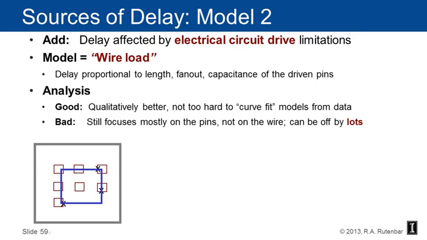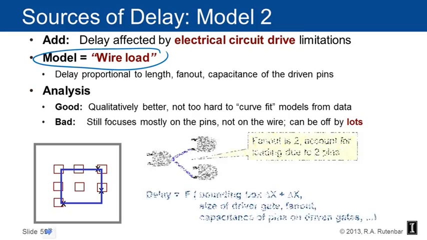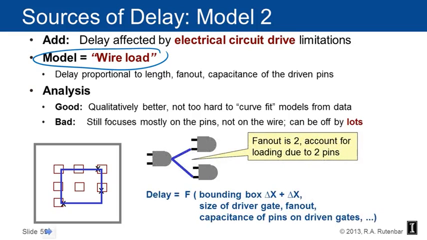So that says, look, what's really happening is not just the length, but the electrical loading on the wire. So the delay is proportional to the length of the wire, the fan out of the wire, the capacitance of the driven pins, a lot of electrical stuff. So for example, we would say, look, the delay is related to the fact that the fan out is 2. We have to account for the loading due to the 2 pins. The delay is some kind of a function.